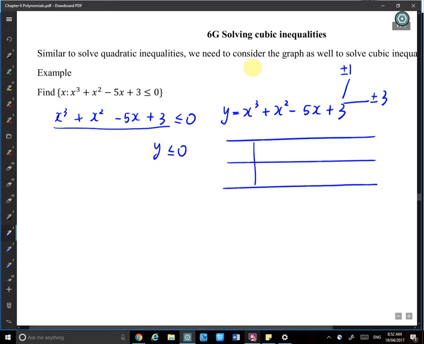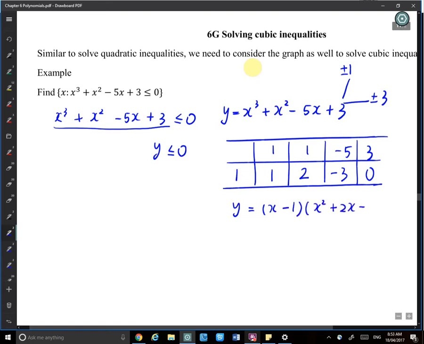But I want to see the other factors. Okay, 1, 1, minus 5 and 3, and I will try 1. 1 times 1 is 1. 1 plus 1 gives you 2. 1 times 2 minus 5 gives me minus 3. 1 times minus 3 plus 3 gives me 0. So y equals x minus the number you tried, and you have x squared plus 2x minus 3.